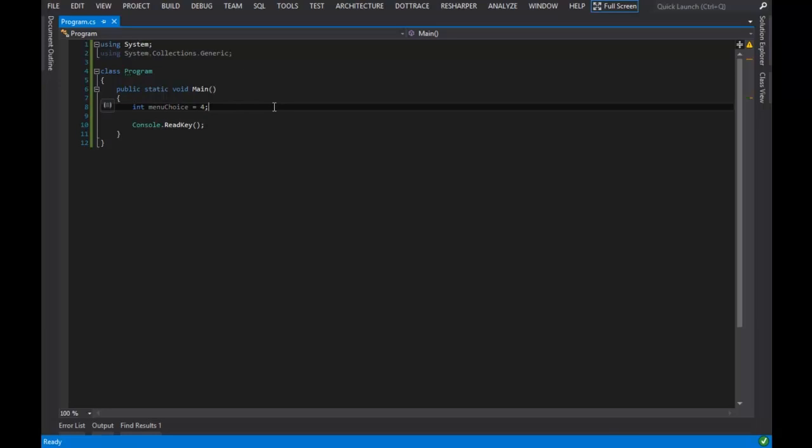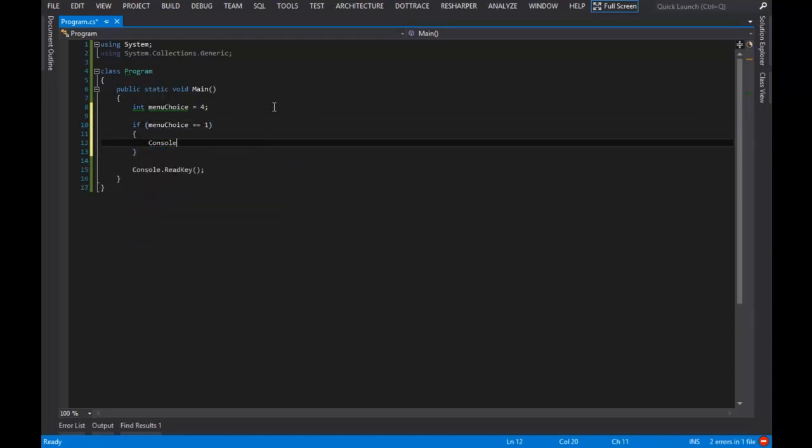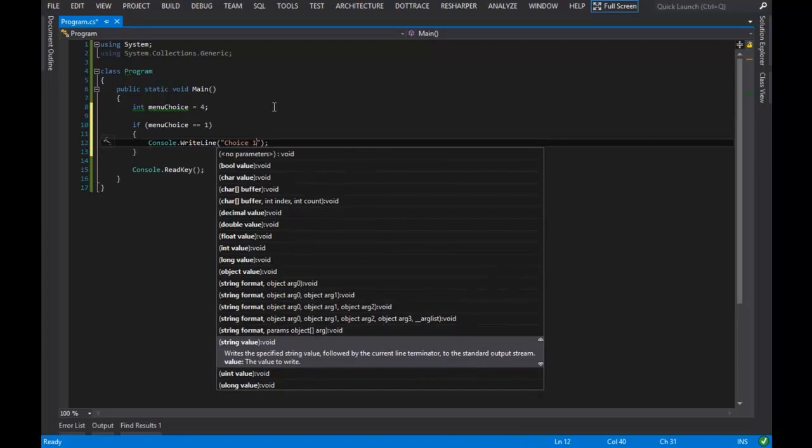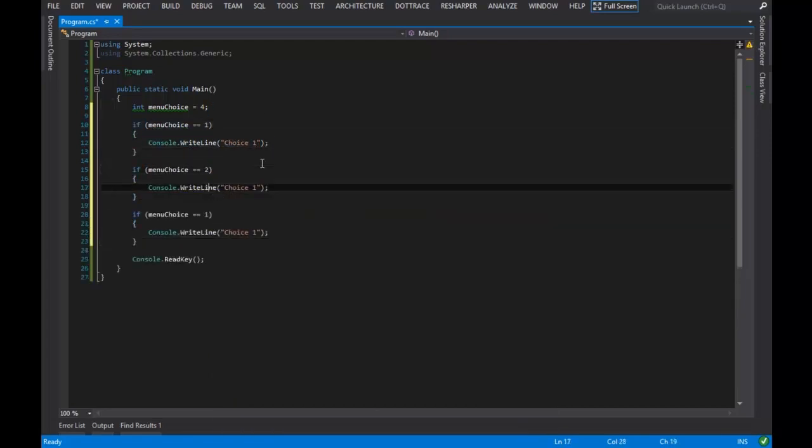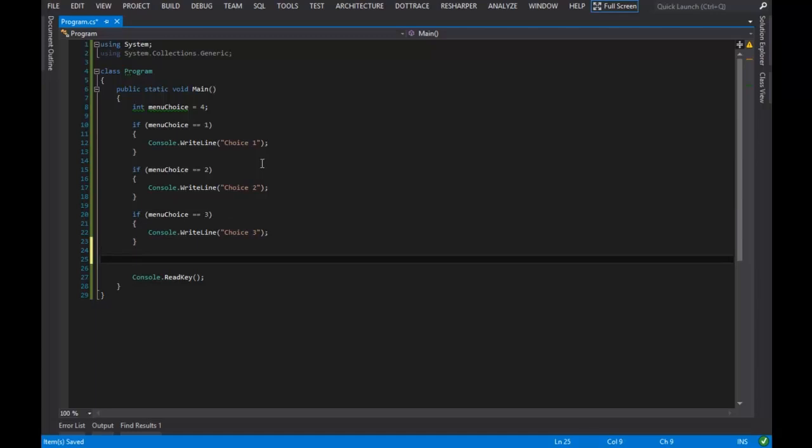The way we had written code before, we would do something like if menuChoice equals 1, Console.WriteLine choice 1, and then we would do menuChoice equals 2, menuChoice equals 3, and then we would have to say if the menuChoice is not 1, 2, or 3, then say that they've written an invalid choice. This pattern is so common that many languages support the concept of a switch statement.